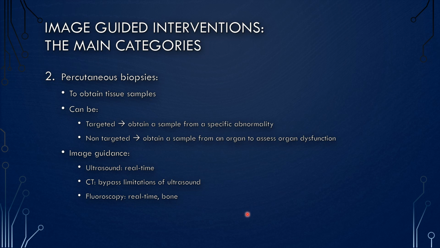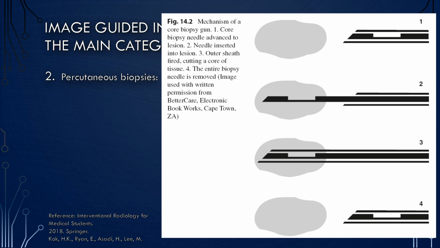Image guidance can either be ultrasound, or it can be done by CT scan or by fluoroscopy. Ultrasound gives an advantage of real-time imaging, so you see where your needle is while you're passing it. CT can bypass some of the limitations of ultrasound. Ultrasound doesn't penetrate gas or show beyond bone, so CT can show and bypass these limitations. Fluoroscopy also provides real-time imaging and shows bone, however it does not show soft tissue well. So the interventional radiologist would use different modalities at different times based on the lesion location and on the patient's anatomy.